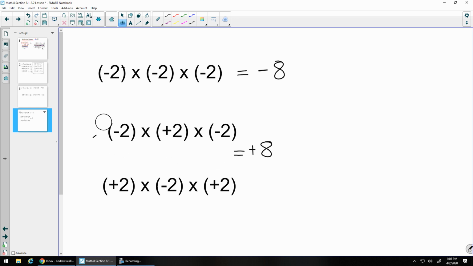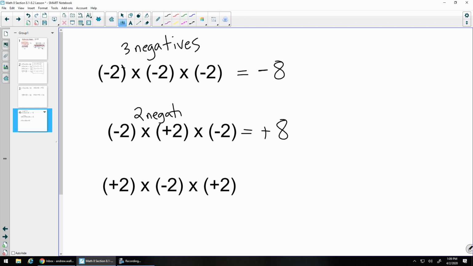So let's look at this now. So this was equal to positive 8. Okay, so I had 3 negatives, I got a negative answer. I had 2 negatives, I got a positive answer. And let's see what happens when I have just 1 negative here.